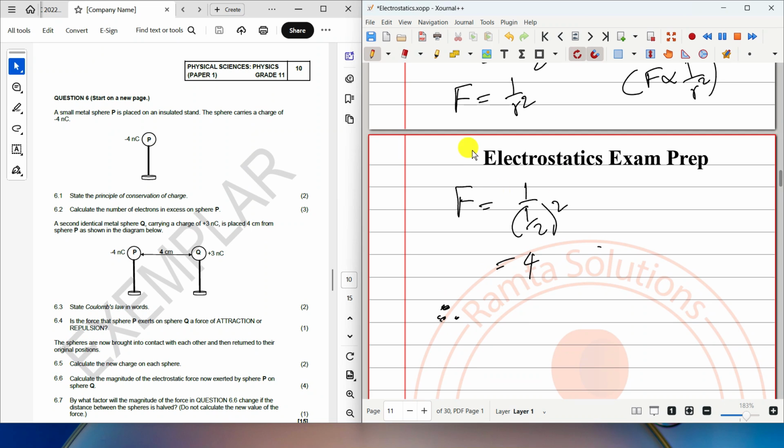To answer your question, they said by which factor? It'll be 4 times. That's the factor by which the magnitude of the force in 6.6 will change. It'll be 4 times bigger than what it was.